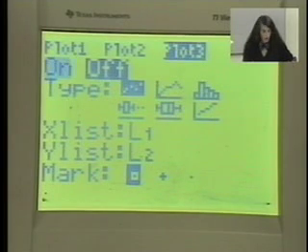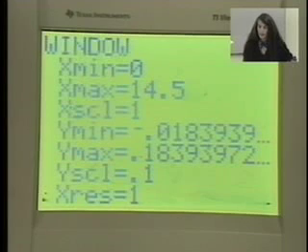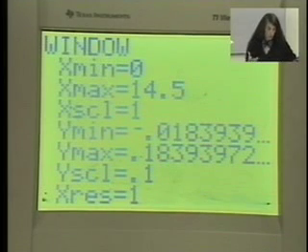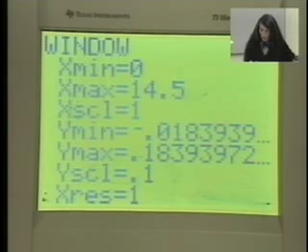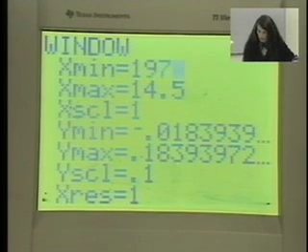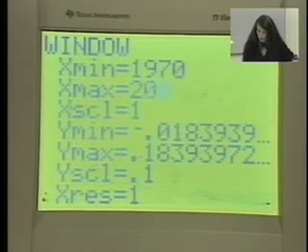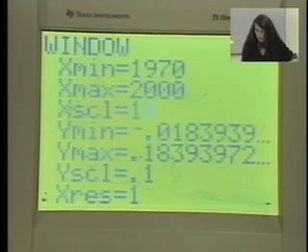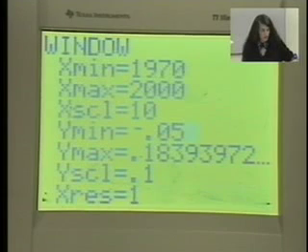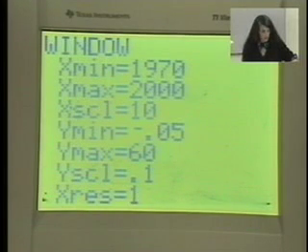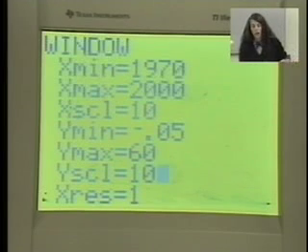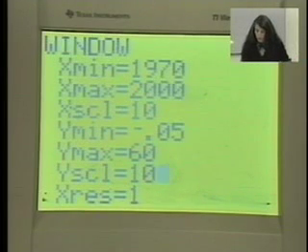All right, so press window. And now we want to set X min and X max and that sort of thing. We want to scale the X and Y axes. And we're looking about the middle of page 571. And we want to set X min to 1970 and X max to 2000. And we want to do the spacing of the tick marks every 10, not every 1. And Y min is going to be negative 0.05, just as it says, and y max is going to be 60, and we'll space the tick marks on the y-axis every 10 also. And we'll keep the resolution at 1.